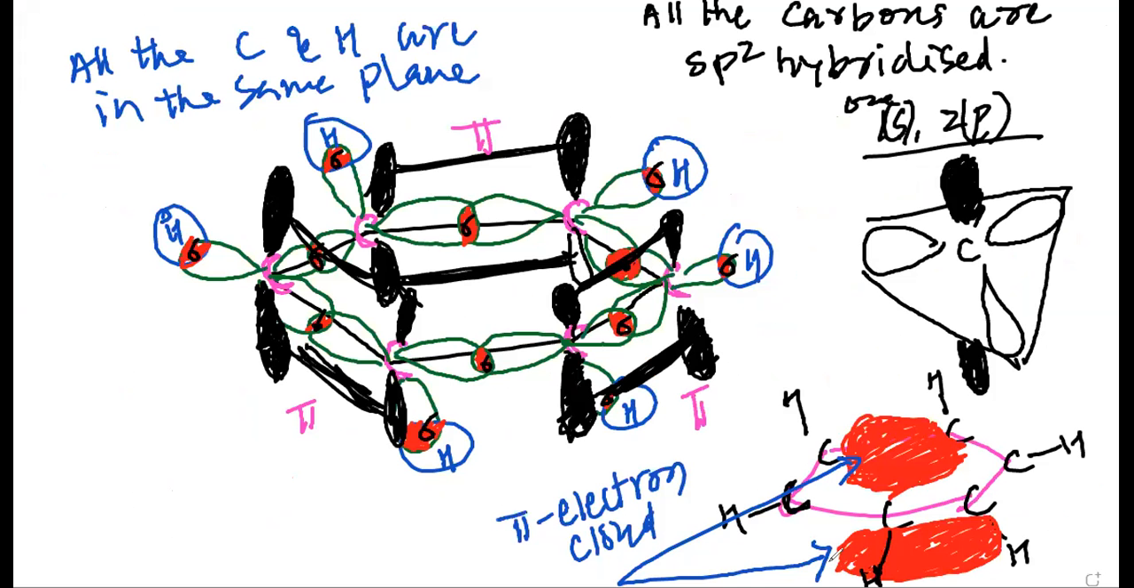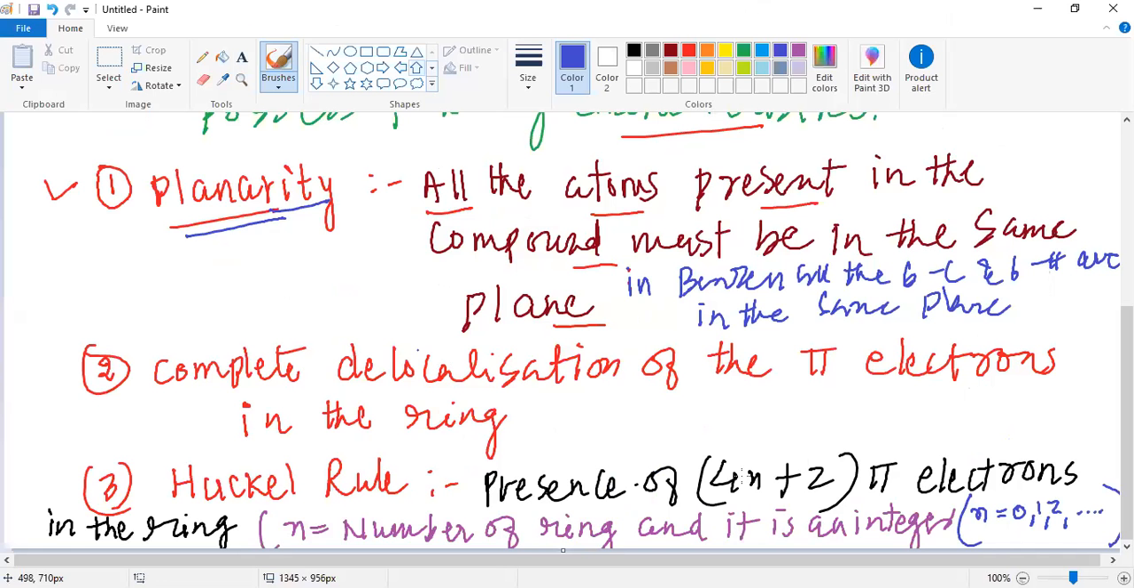See, once again, you see that all this carbon and hydrogen, my dear students, are present in the same plane, and that is why all the compounds which are aromatic or have aromatic character must be in the same plane. Then the second one is complete delocalization of pi electrons in the ring.